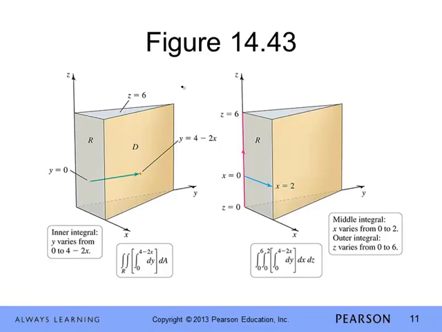Now, how do you set up your integral? Well, let's choose to integrate with respect to y first. Y is going to go from 0 to 4 minus 2x, like you see in our green little arrow. That'll be our first limits of integration. Y goes from 0 to 4 minus 2x. Now, we could choose to let z go from 0 to 6 next. Or we could just as well let x go from 0 to 2. It doesn't matter. In this example, we're going to let x go from 0 to 2. And then lastly, we're going to let z go from 0 to 6.